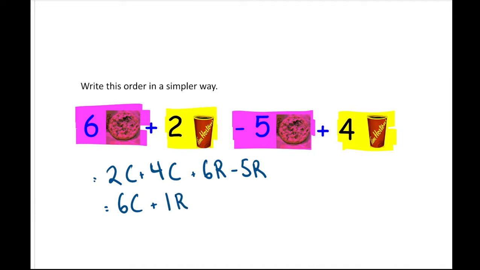So again, different ways that we can write these orders, and they're definitely in a simpler way. It's a lot easier to say 6 coffees and 1 raisin cookie than this expression that I had above.